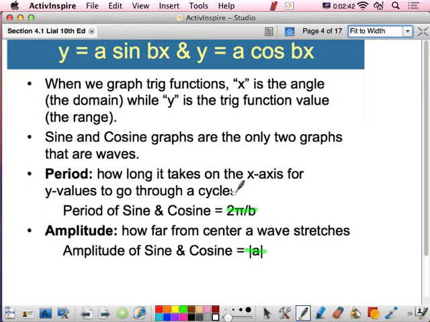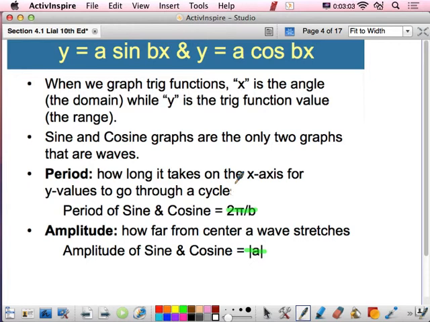We have a typo. Okay. To find the period of any sine or cosine graph, you simply take 2 pi and divide it by b. That's how you find the period, and that's the most important thing, that you can find the period. So that's the formula for it. The period of sine and cosine is 2 pi divided by b.